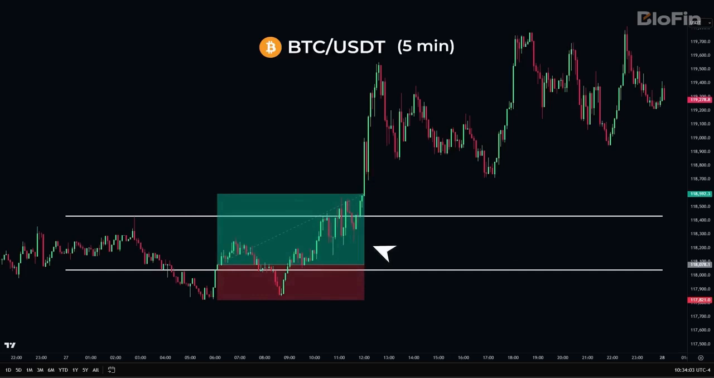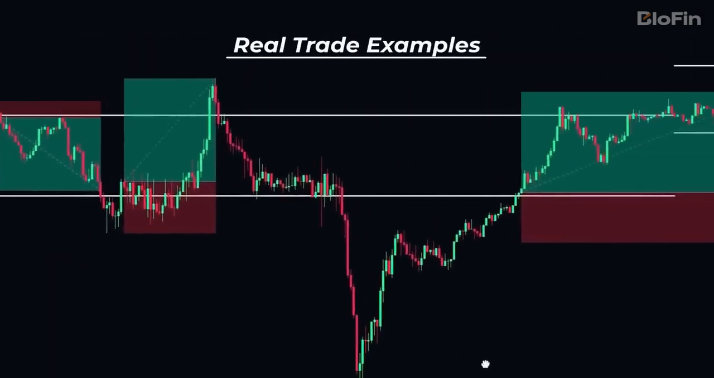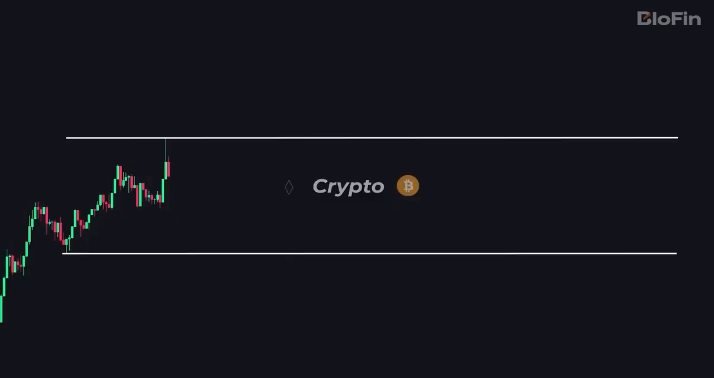Now that you understand how the overall strategy works, let's take a look at some real trade examples across different markets, so you can see just how well this strategy performs. So, let's start with crypto.